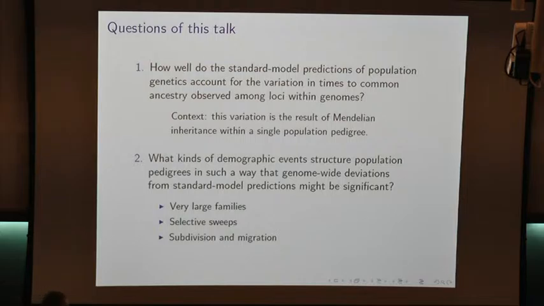The questions I would like to address in this talk are really two. The first one is, how much different are the predictions of transmission within a pedigree from the predictions of standard models which ignore pedigrees? And then, what kinds of demographic events structure population pedigrees in such a way that the predictions are very different than the standard predictions?